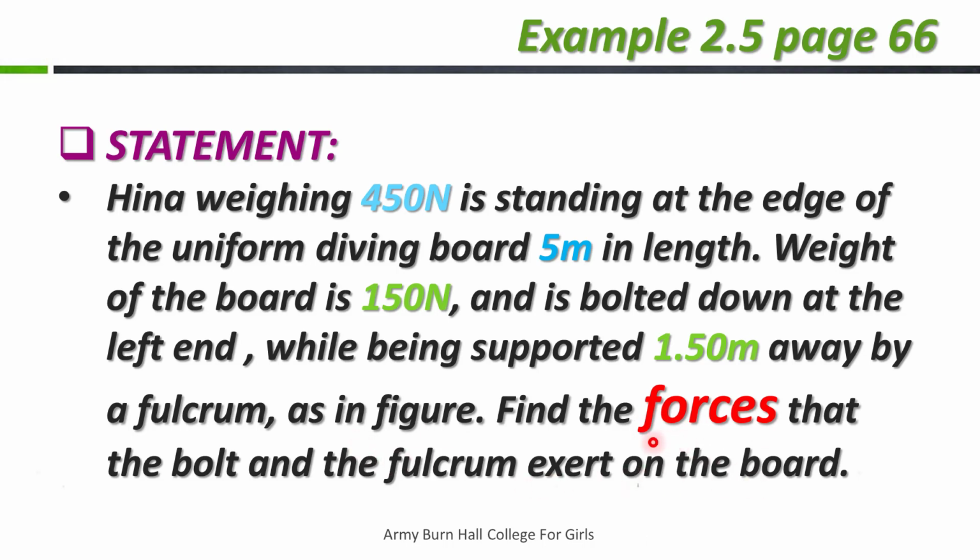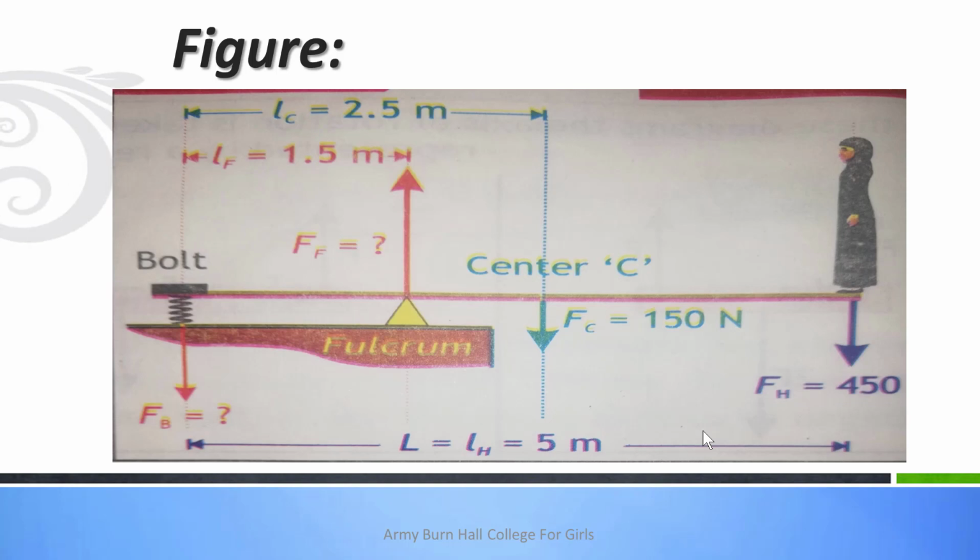Right now we have to find two forces, two unknowns: the forces which the bolt and the fulcrum are exerting. So a simple point should be remembered: if we have two unknown forces, then we have to use two conditions of equilibrium. Two unknowns are there, so two conditions of equilibrium are applied.